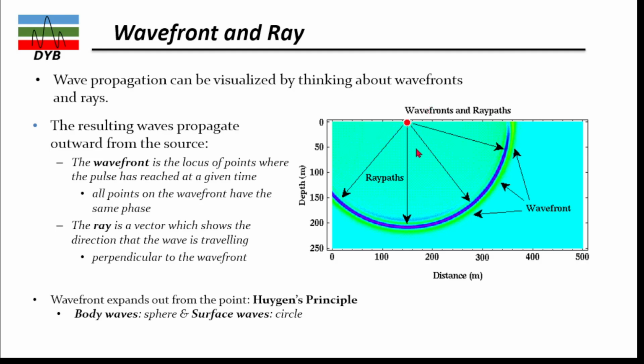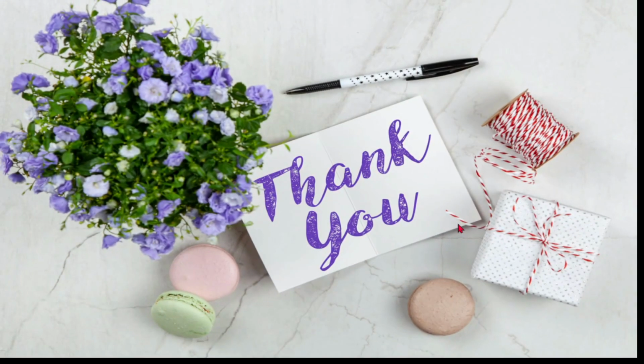And the ray is actually the vector which shows the direction that the wave is traveling. So it's perpendicular to the wavefront. I mean, always perpendicular. Over here it's perpendicular, and also it is perpendicular. So okay, that's all.